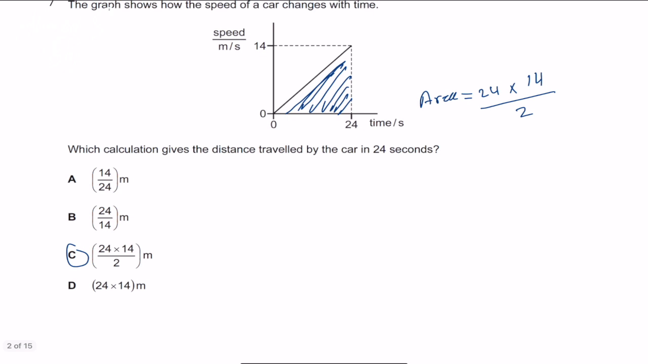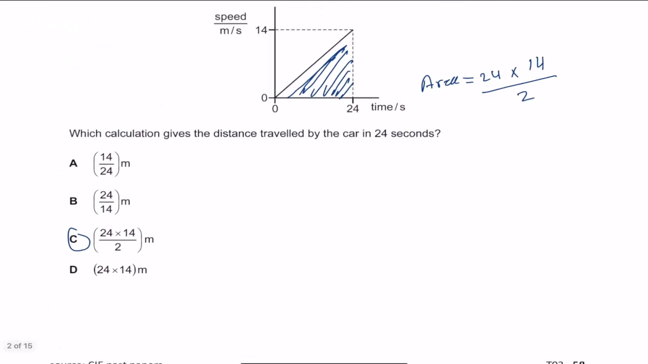Because this looks like speed times time, the time in the measuring unit of speed will cancel the time from the x-axis, so we still have meter as a measuring unit.